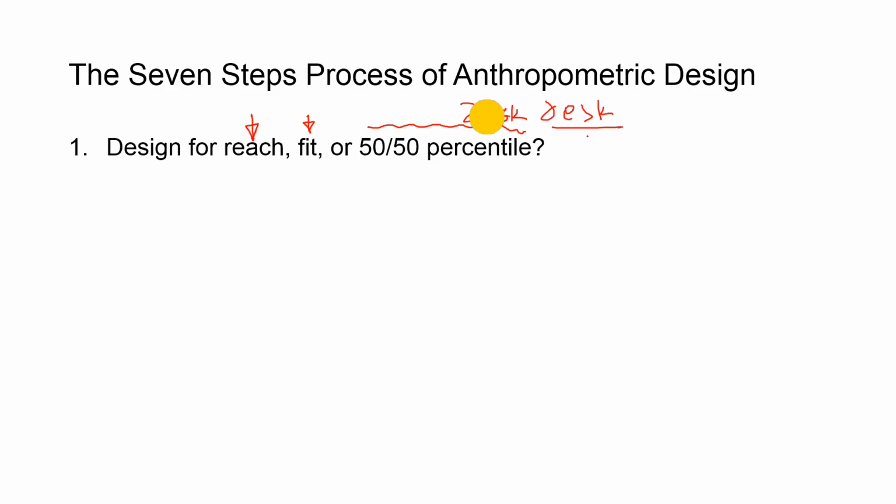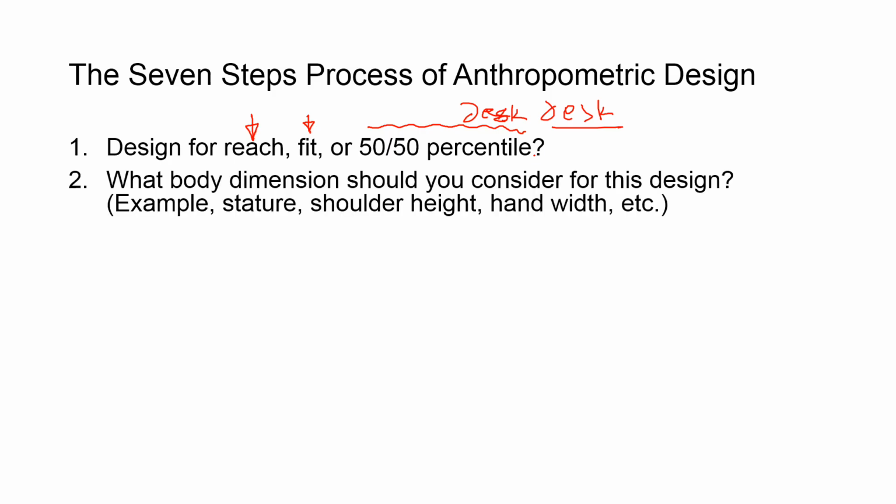So classroom desk or my office desk, which is non-adjustable. In that kind of situation, you take the average of 50th percentile male and 50th percentile female. So once you figure out what type of design it is, design for reach, design for fit, or design for 50-50 percentile, after that you're trying to figure out the body dimension appropriate for that particular design.